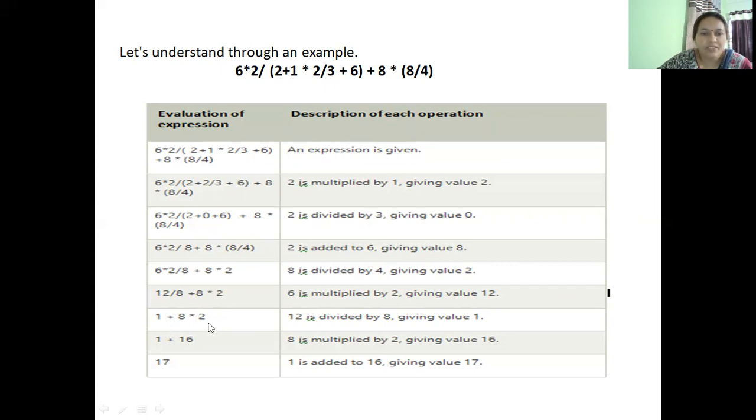Out of plus and star, star has more precedence or more priority. So first multiplication will be performed. 8 * 2 is 16. 1 + 16 will be my new expression. And at last the addition, 1 + 16 will be performed, giving me the answer 17. So this is the order in which the expression always has to be evaluated, keeping in mind the operator precedence and associativity rules. If you don't keep those things in mind and you evaluate, you will not get the correct answer, which is 17 in this case.